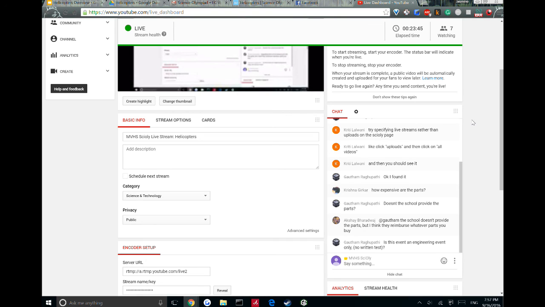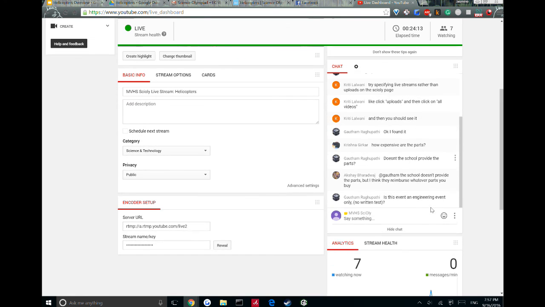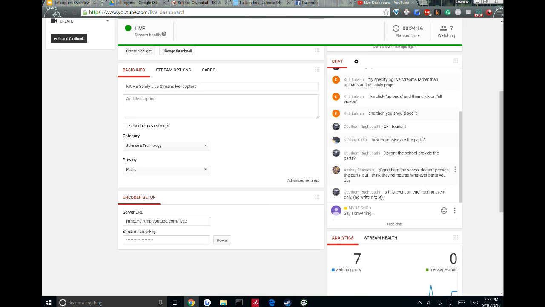But overall, another question: is this event an engineering event only, no written test? Yes, it is. There's no written test for this. So the parts, to answer your question on how expensive the parts are, it might cost around $50 to $80 in total for the entire season. And you'll still have parts left over. I have parts left over from last year. But also, Science Olympiad can reimburse you for this.